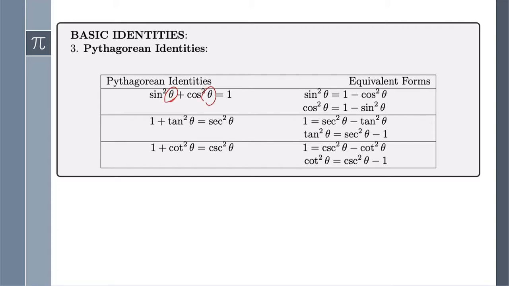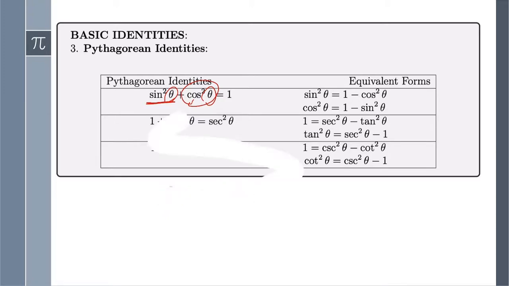Okay, we can easily prove that even using the unit circle, because in the unit circle sine means y, so y squared, plus cosine means x, squared. It's a unit circle, so we know x squared plus y squared equals 1. That's how we can prove it.